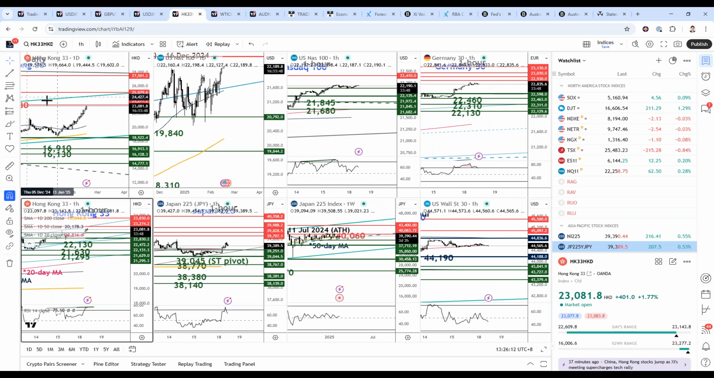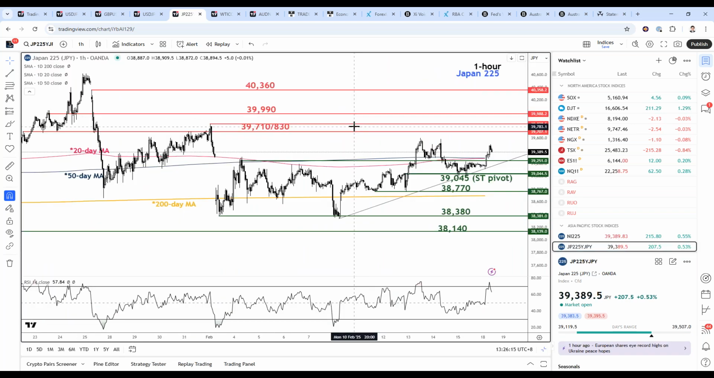Onwards, next will be the Japan 225, representing the Nikkei 225. So yesterday we had a neutrality stance on the Japan 225 as it continued to trade below the 20 and the 50-day moving average, and right now it has broken above the upper limit of yesterday's neutrality zone, which is the 20 and the 50-day moving average as well, at 39,250. So 39,250 will be my first support level to watch in any form of a minor pullback that may take shape at this juncture.